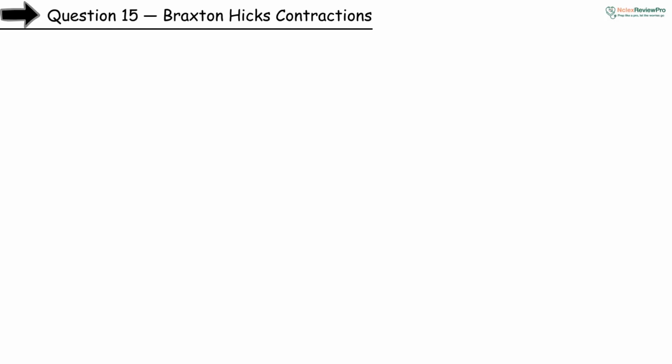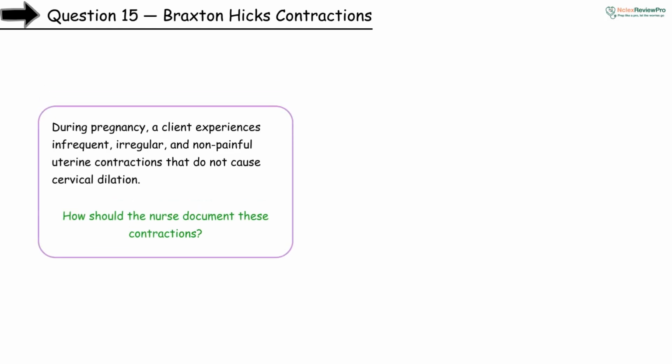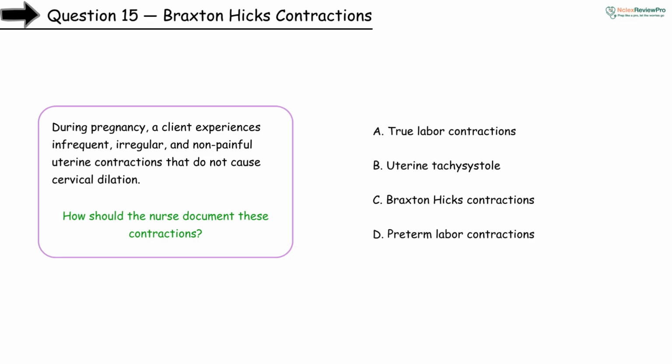Question 15, multiple choice. All right, let's break this down. We have a pregnant client experiencing infrequent, irregular, and non-painful uterine contractions that are not causing any cervical dilation. And the question is asking, how should the nurse document these contractions? Let's look at the options. Option A, true labor contractions. Option B, uterine tachysystole. Option C, Braxton-Hicks contractions. Option D, preterm labor contractions. Take a moment and think about your answer.